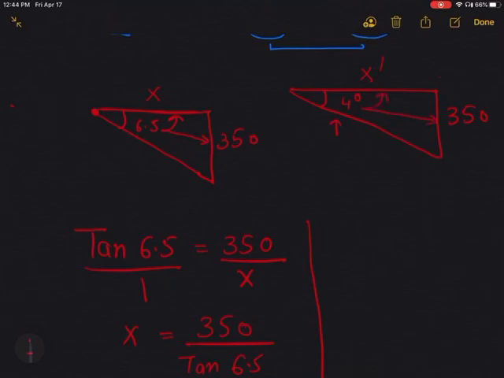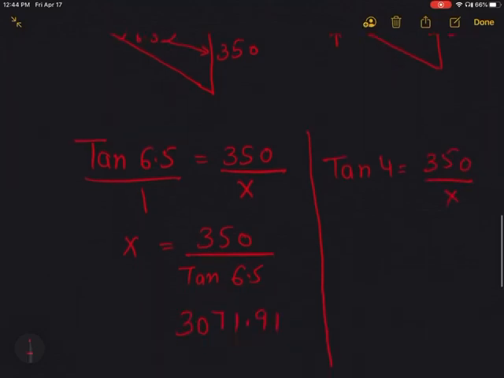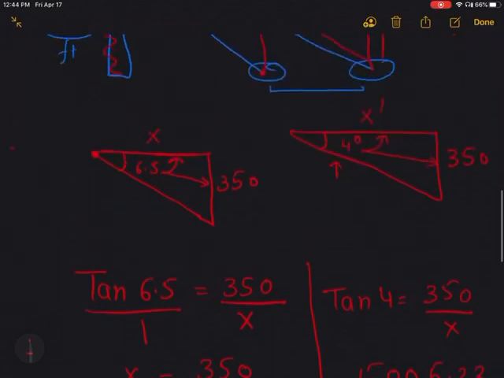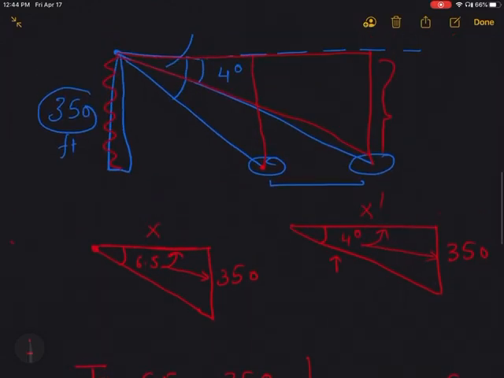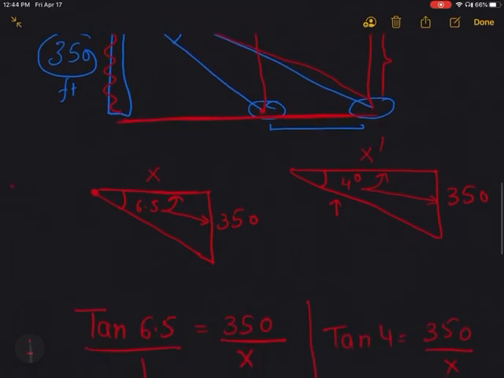This is the adjacent side. Again, I have to use tangent of 4 degrees: tangent of 4 equals 350 over x. Do the cross multiplication and simplify. Let's type it in: 350 divided by tangent 4 degrees, so I have 5005.23. Finally I know this entire distance, which is the same distance as down here, isn't it? This entire distance is 5005.23.